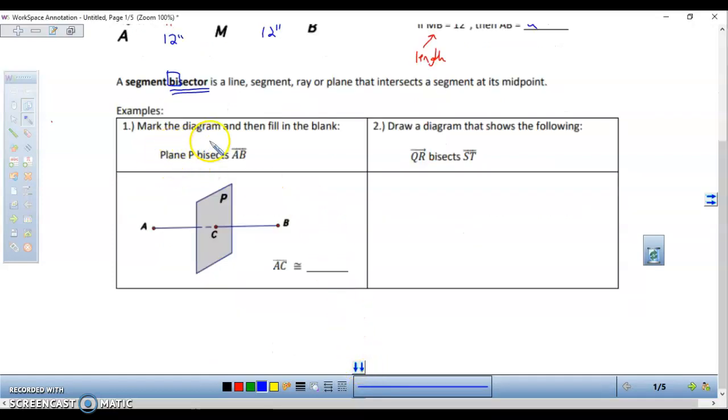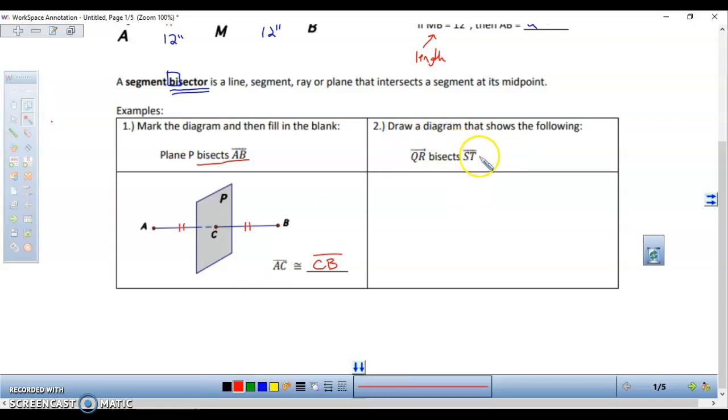So we're going to use that to mark the picture based on what's given here. So it says, mark the diagram, then fill in the blank. We know that plane P, so here's plane P, bisects segment AB. When it says that it bisects a segment, it means it cuts it at its midpoint. All right? At its midpoint, which makes C a midpoint. And if C is a midpoint, that means it cuts this segment into two congruent segments, AC and CB. So I know, based on all those definitions of a segment bisector and a midpoint, that segment AC would have to be congruent to segment CB. And I marked my diagram to demonstrate that.